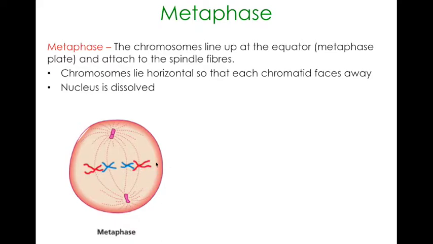Now, one of the key things to note is that this diagram only shows 4 chromosomes. In a typical human cell, you have 46 chromosomes, or 23 pairs, which will line up along the equator. This diagram only shows 4 for simplicity's sake, but there are actually 46 lined up right along here, and they're attached to the spindle fibers.